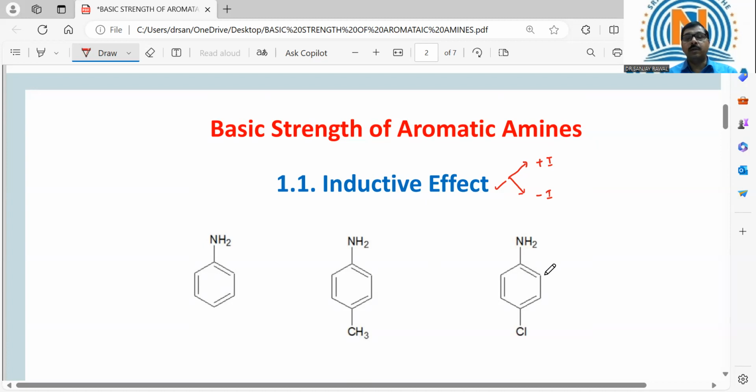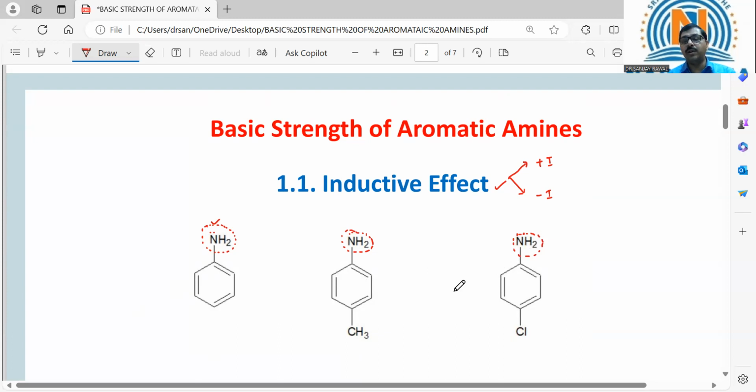As far as the basic strength is concerned, the basic strength of amines depends on the protonation and deprotonation of NH2. That means the basic strength depends on the electron density around the nitrogen atom. As the electron density around this nitrogen atom increases, the tendency of protonation increases, therefore the basic strength increases. Now, the electron density around nitrogen in these three compounds, aniline, paramethyl aniline, and parachloroaniline, depends on neighboring groups.